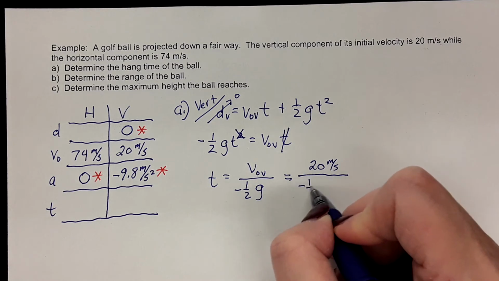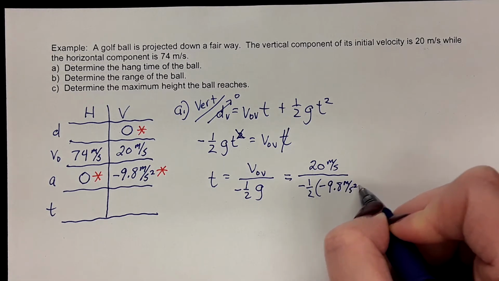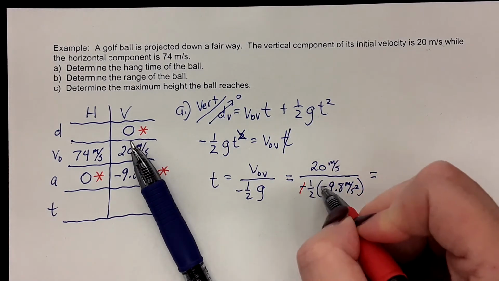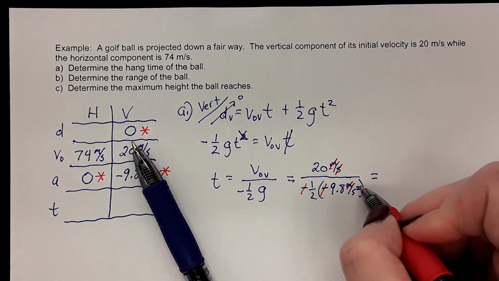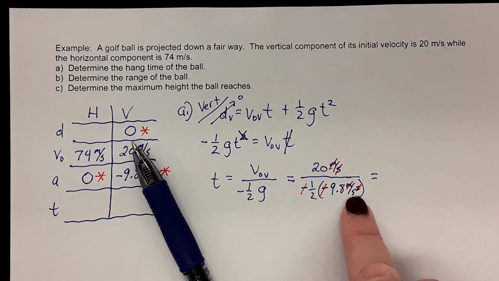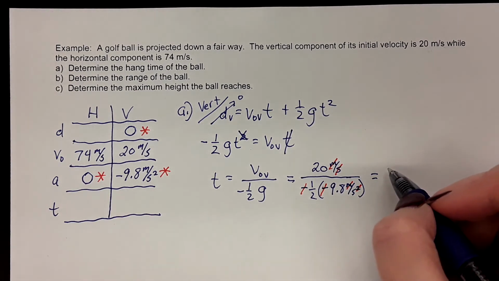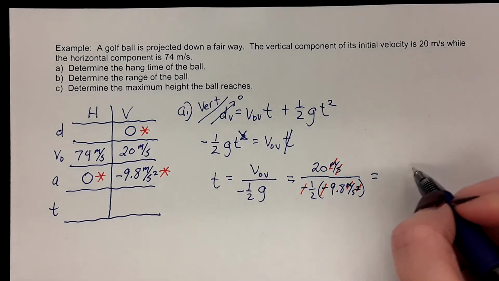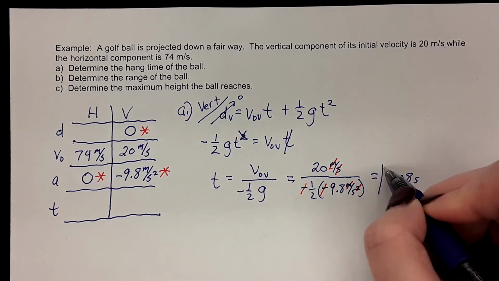And then we have negative 1/2 times negative 9.8 meters per second squared. Okay, now the negatives are going to drop out, the meters drop out, and one of the 2 seconds drops out, and the other one pops up to the top. So we end up with seconds of time. So we get 20 divided by 4.9. That's going to give us 4.08 seconds.